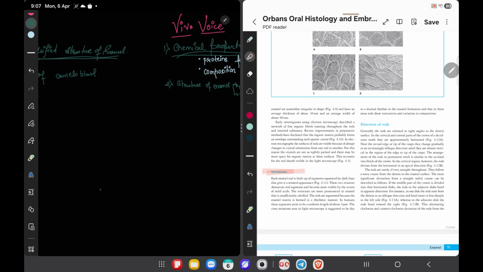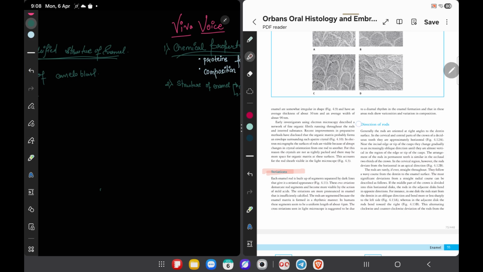Striations in the enamel rod are also known as incremental lines of Retzius, neonatal line. These are all the hypocalcified structures I'm talking about, and you have to write about all these hypocalcified structures in your examination as well as in your viva.